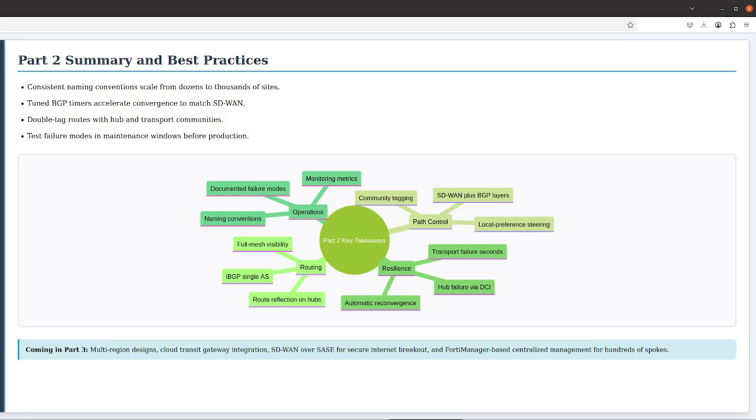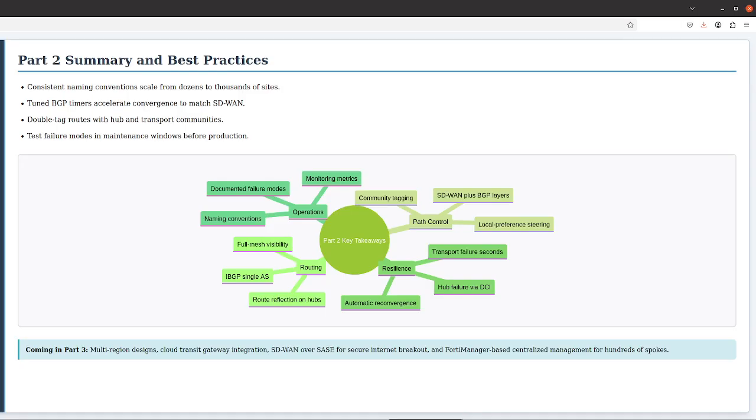Fourth, test your failure modes before production. Deliberately power down a hub in a maintenance window, pull the MPLS circuit on a test spoke, and observe how traffic shifts and how long convergence takes. If the measured convergence time is outside your SLA commitment to the business, tune timers and retest until you meet the target. Never assume the design works until you have measured it under failure.